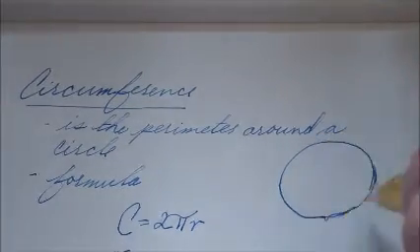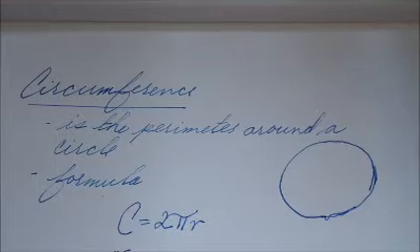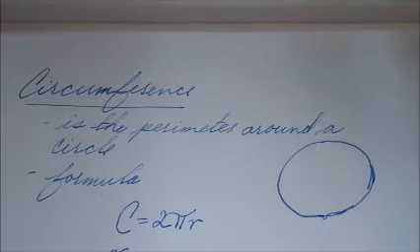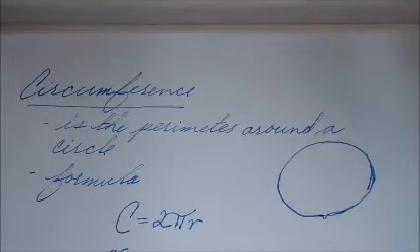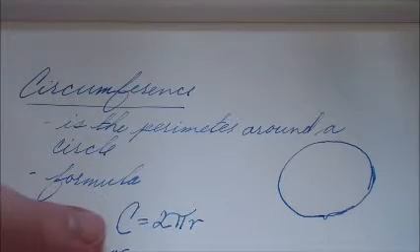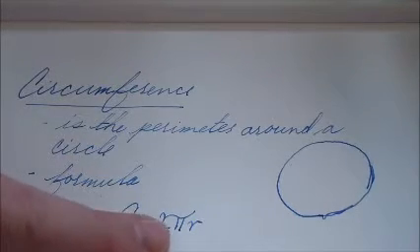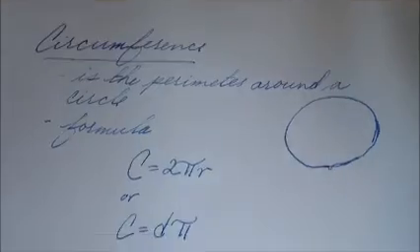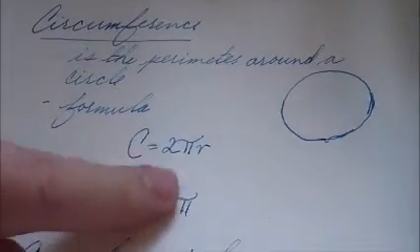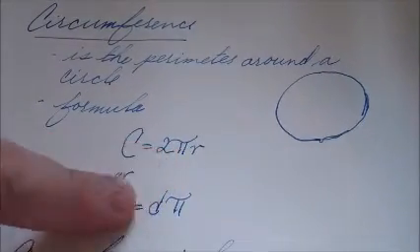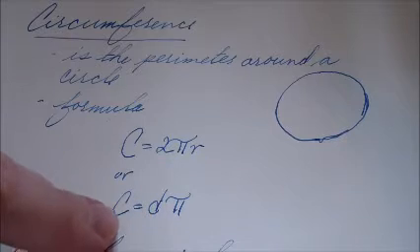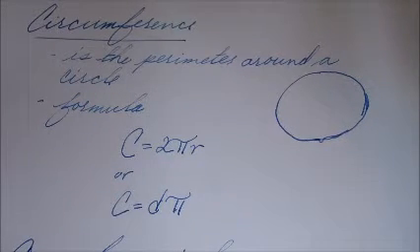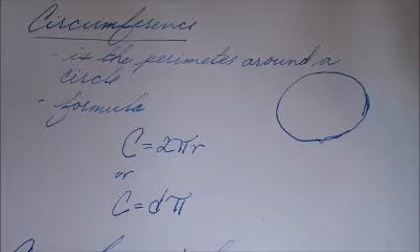Alright, so the perimeter of the circle is known as the circumference. There's a formula. Circumference, which we designate by the letter C, is equal to 2 pi r. Since 2 radiuses, as we mentioned, is a diameter, we could also say that C is equal to d pi. There are 2 formulas. Both are nice.